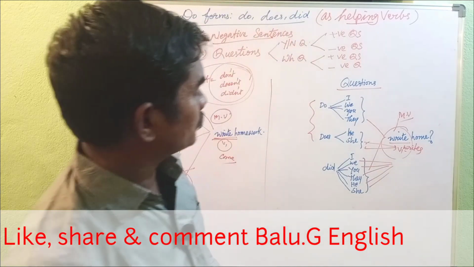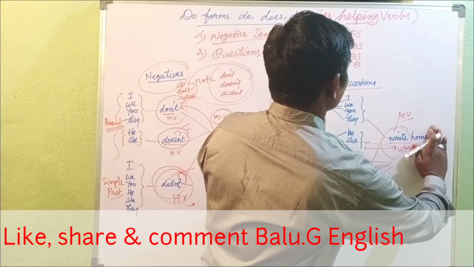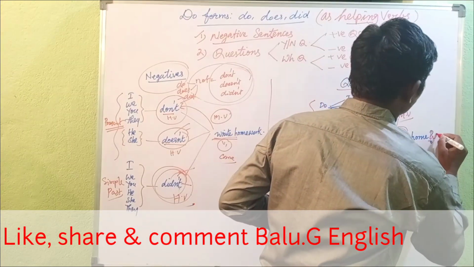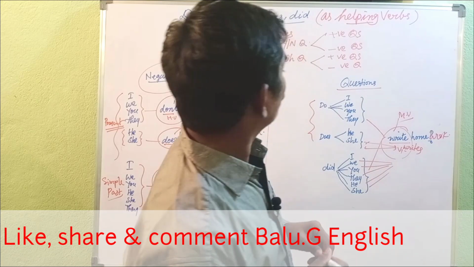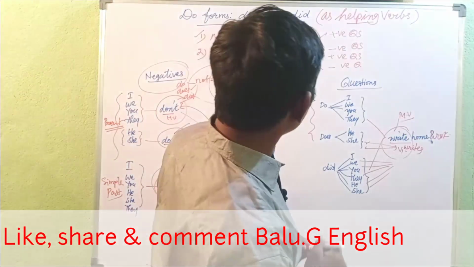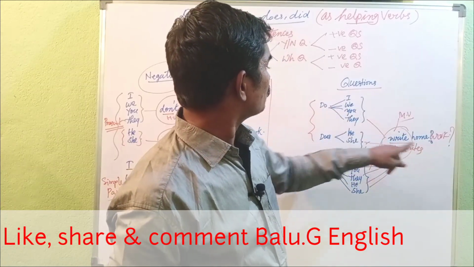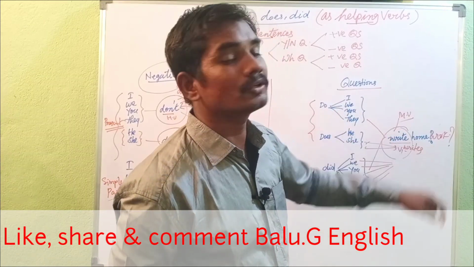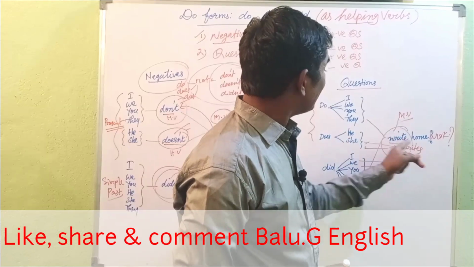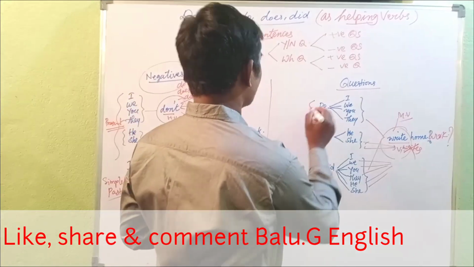So to make questions, now these are the sentences. I write homework. If you make positive sentences: I write homework, we write homework, you write homework, they write homework, he writes, she writes homework. But if you want to make questions: do I write homework, do we write homework, do you write homework, do they write homework? So this is a positive question. Does he write homework, does she write homework? So these are in the present tense.